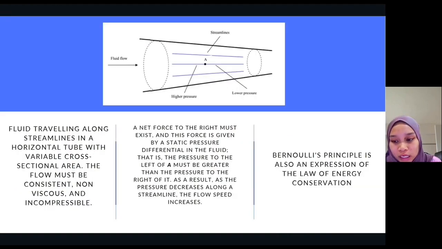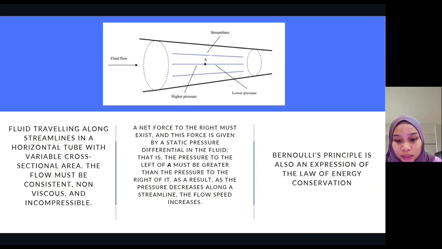Now, to differentiate between cases in which Bernoulli's principle provides an appropriate explanation for ordinary events involving flowing air, let us first review what Bernoulli's principle tells us. Consider fluid traveling along a streamline in a horizontal tube with variable cross-sectional area, and the flow must be steady, non-viscous, and incompressible. To maintain flow continuity, the fluid in the figure above must accelerate as it flows from left to right because the same volume of fluid must move through a smaller cross-sectional area per unit time.